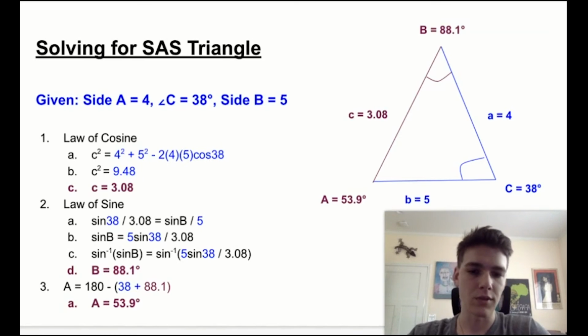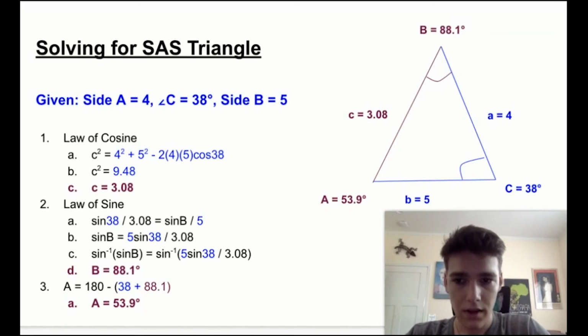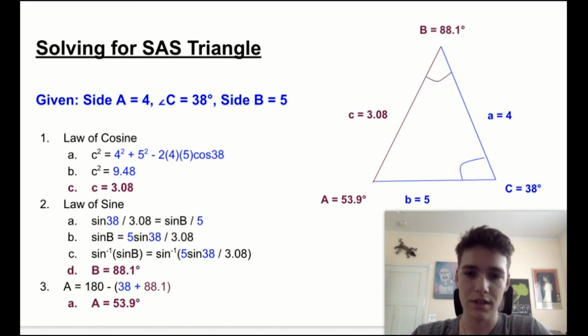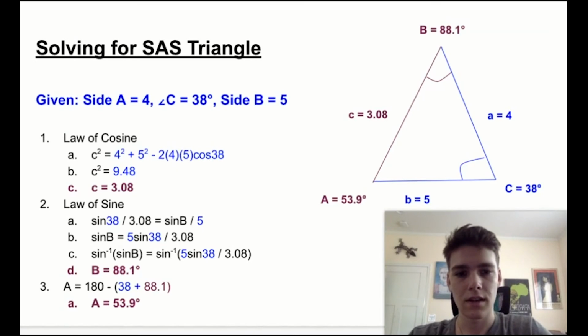So after doing these computations, we get c squared equals 9.48, and now the next step is to solve just for c itself. So we would take the square root of 9.48 and get c equals 3.08. So now that we have that side, we'll use a different process to obtain angle B. This process is known as the law of sines, which in this case is sine of angle C over side c equals sine B over side b.